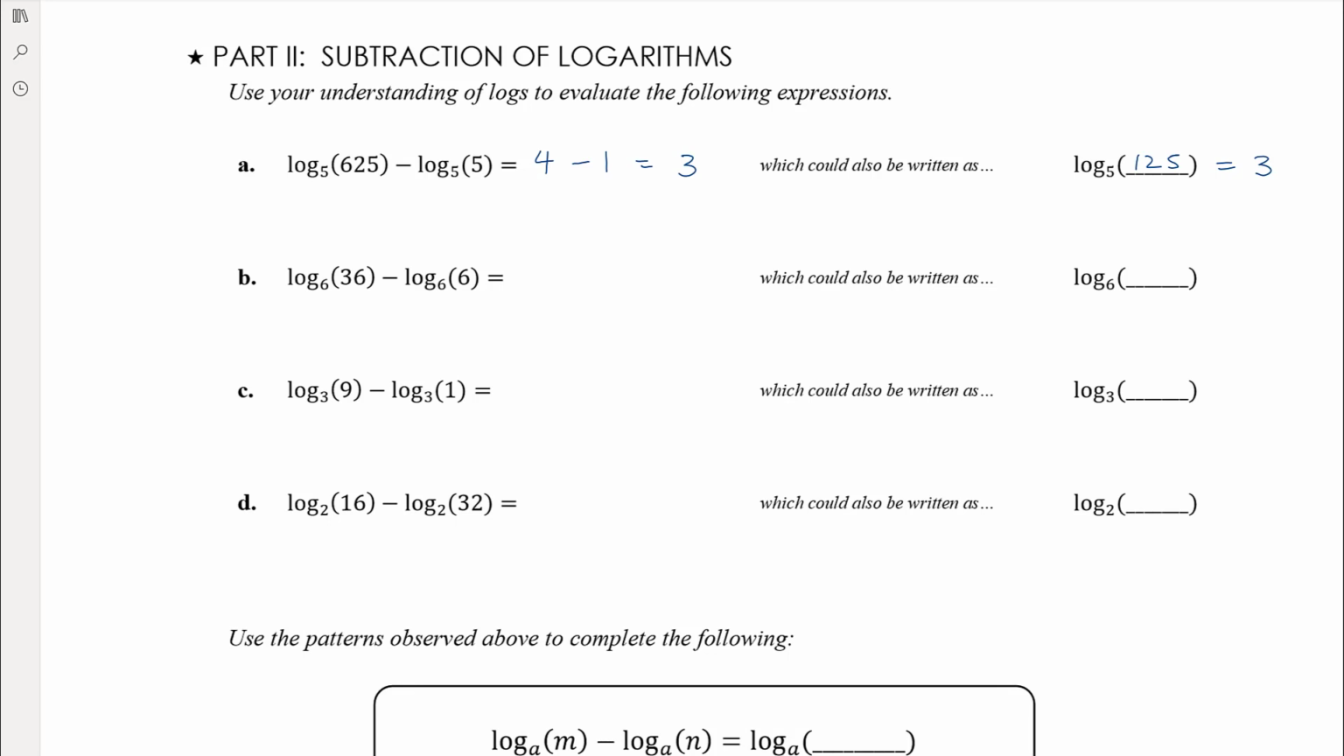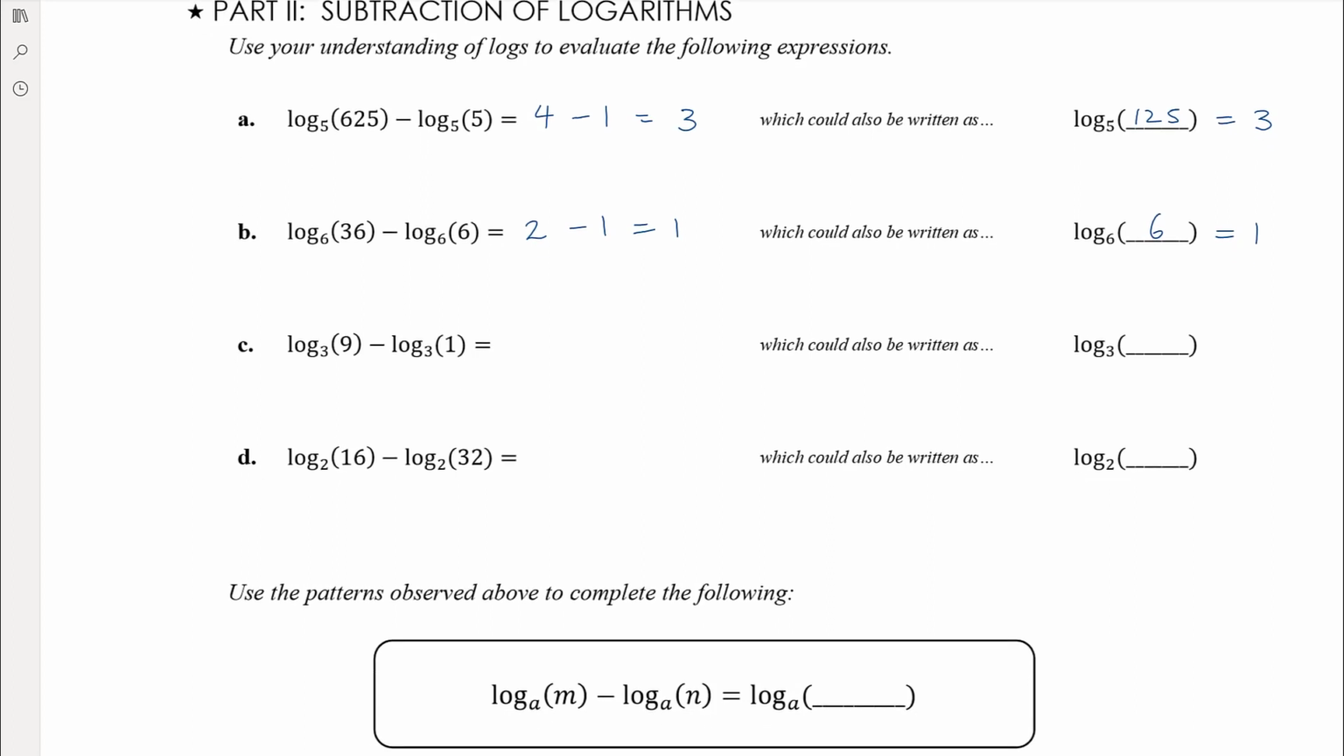Let's do the next one. Log base 6 of 36 minus log base 6 of 6. So log base 6 of 36 is 2. Log base 6 of 6 is 1. And so we just get 1. How can we write a single log with a base of 6 equal to 1? Log base 6 of 6.